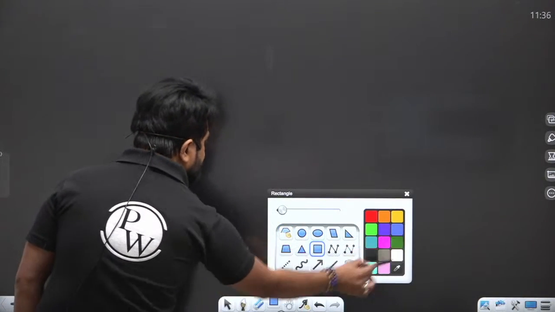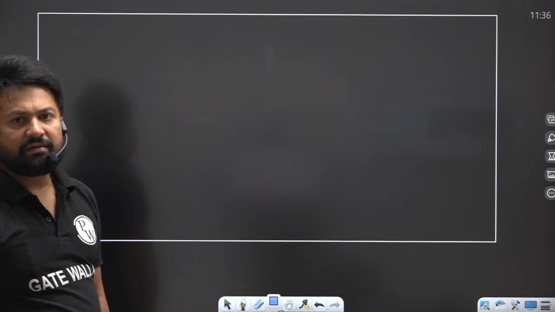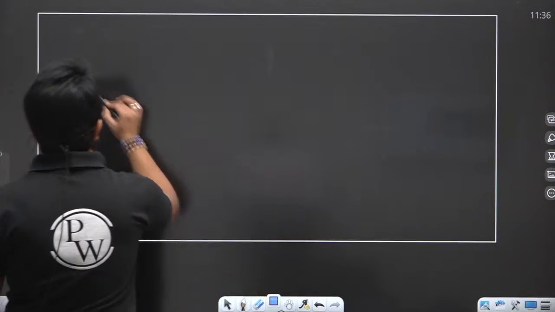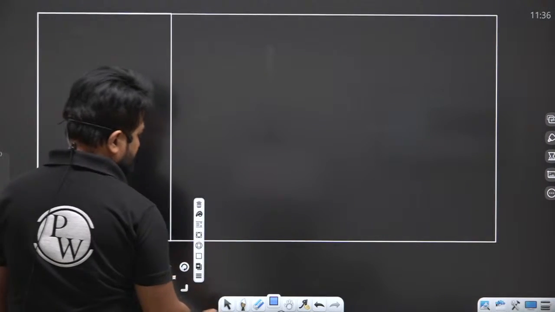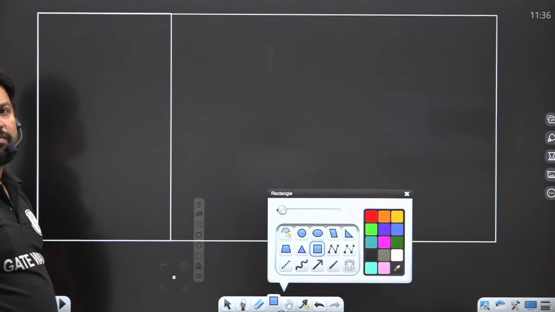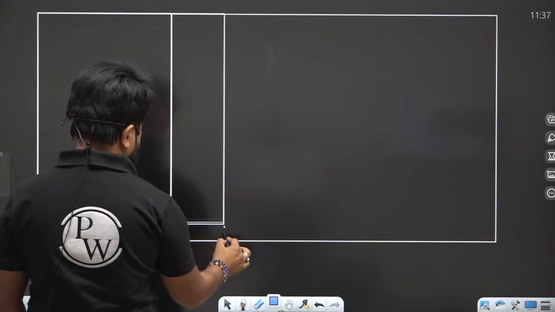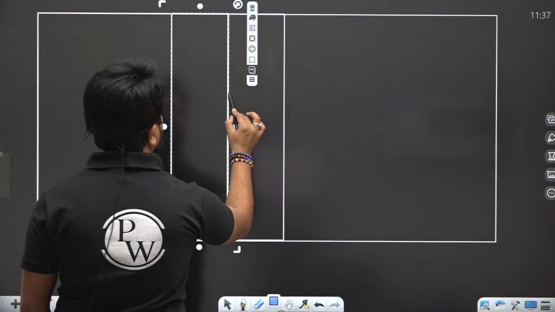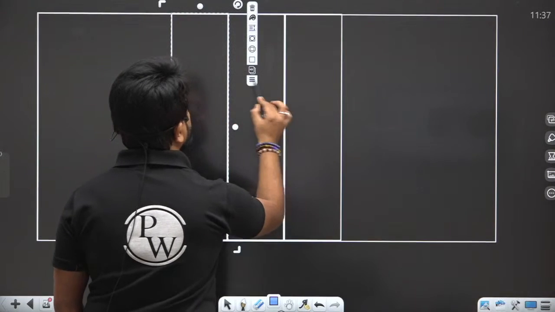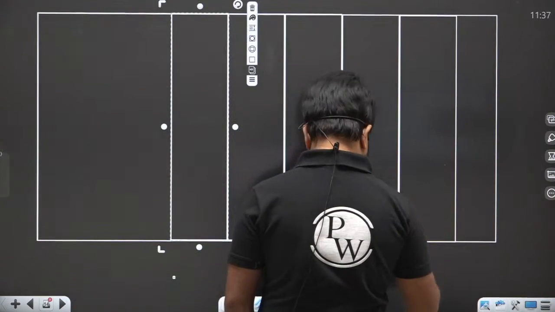So for that we have to make a table. This is the table which I am making here. Please see. 1, 2, 3, 4, 5 and 6.